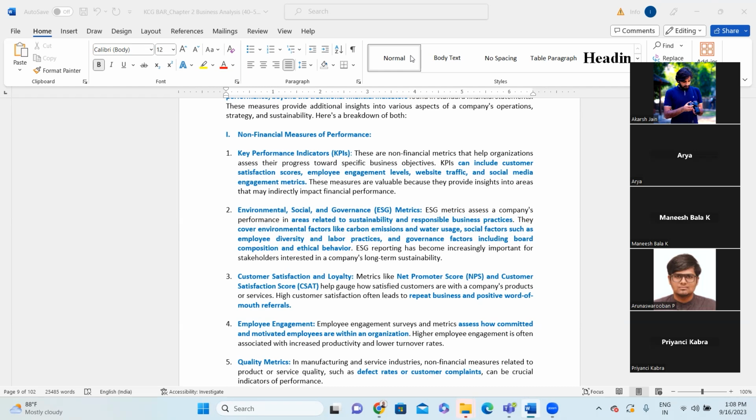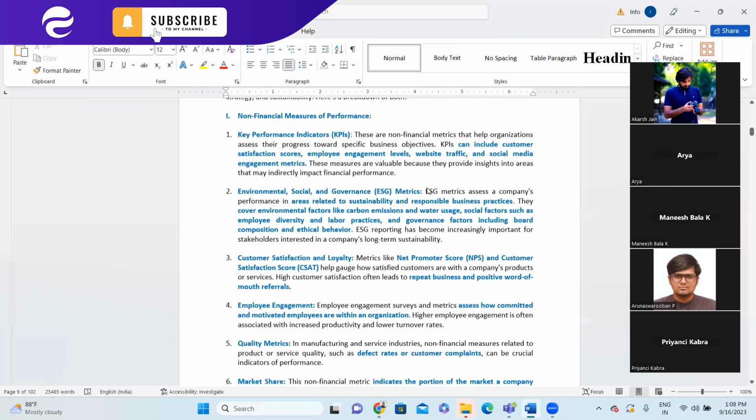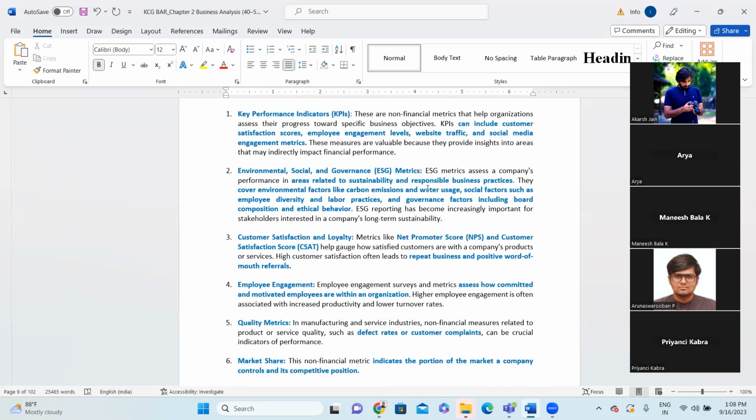Yes, sir. So key performance indicators are non-financial metrics that help organizations assess their progress towards a specific business objective. KPIs can include customer satisfaction score, employee engagement level, website traffic, social media engagement metrics. These measures are valuable because they provide insight into the areas that may indirectly impact the financial statement, right? Yes. Second is environmental, social, and governance metrics.